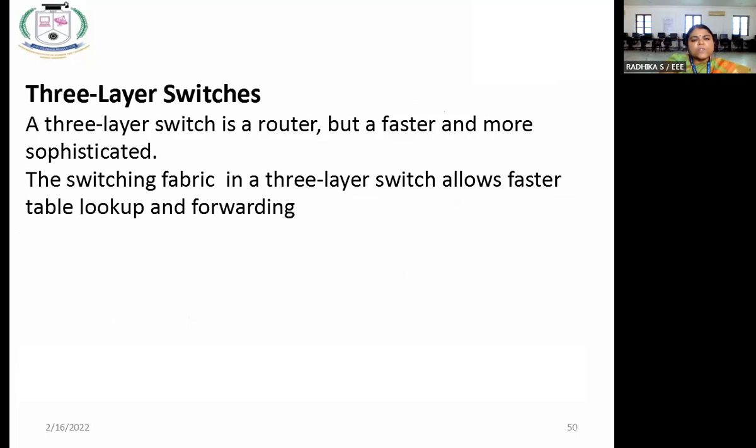Now coming to the 3-layer switch, it is similar to a router, which is useful in the third layer, but the difference is its faster and more sophisticated operation. So that is all about the 3-layer switch.